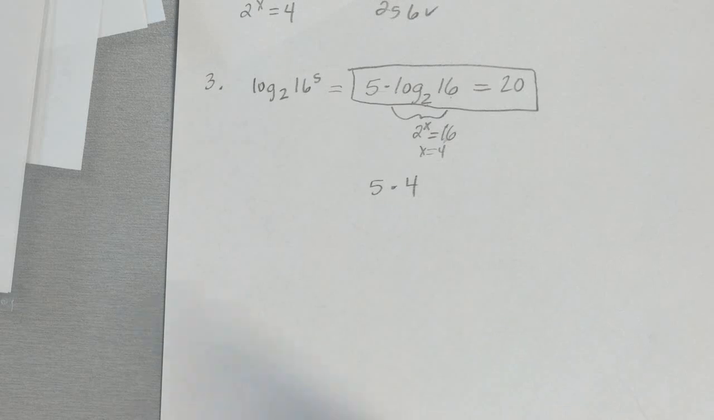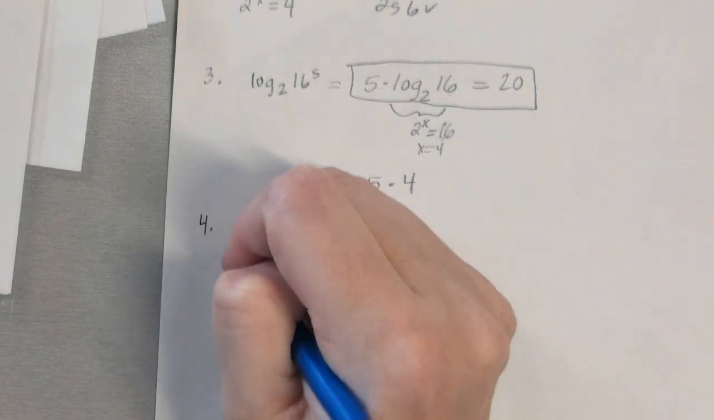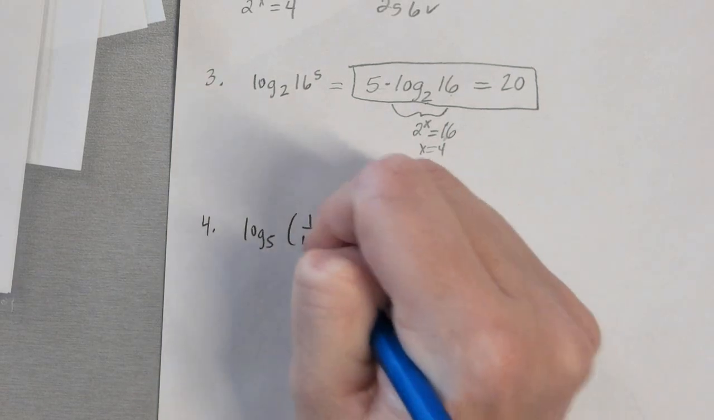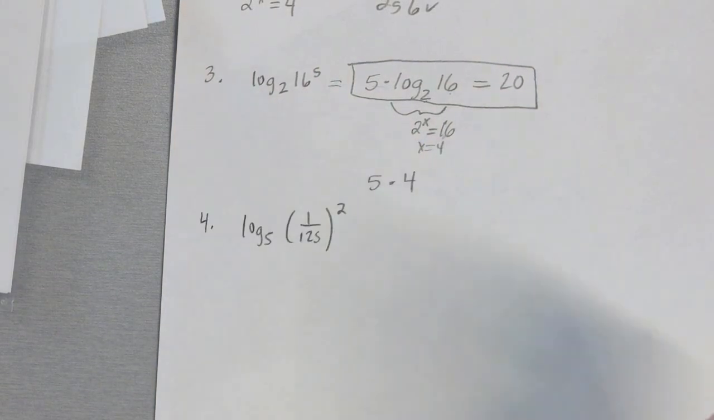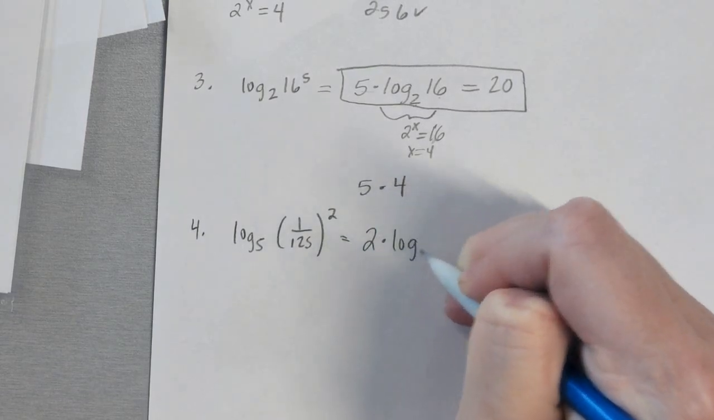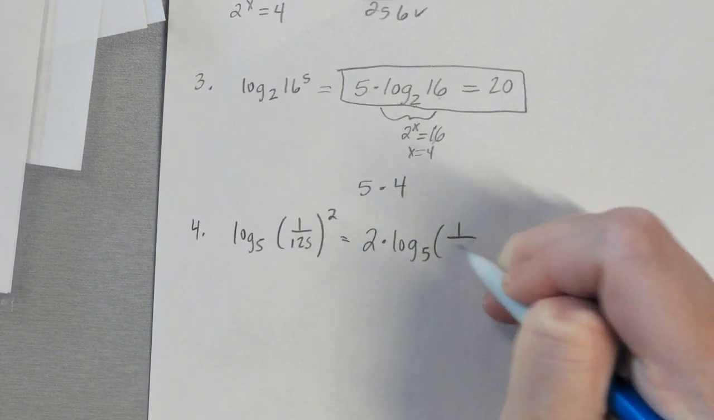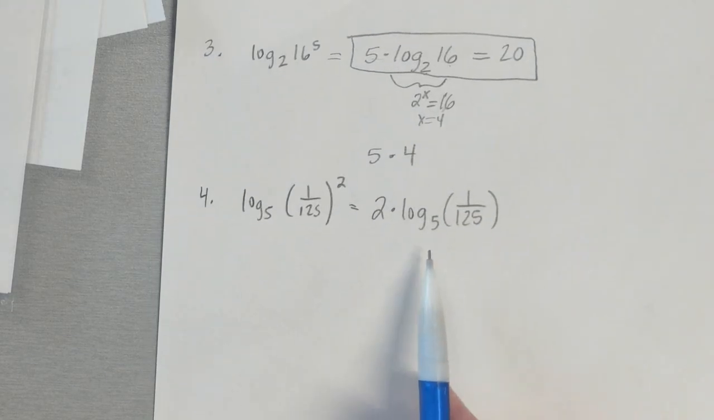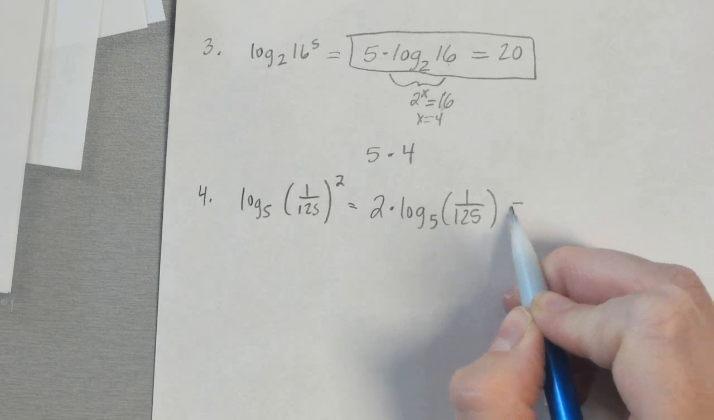Okay, and then for number 4, you have log base 5 of 1 over 125 squared. So first thing we'll do is express it as a product. So 2 times log base 5 of 1 over 125. And then that has to be part of your answer. And now we'll go ahead and simplify it.